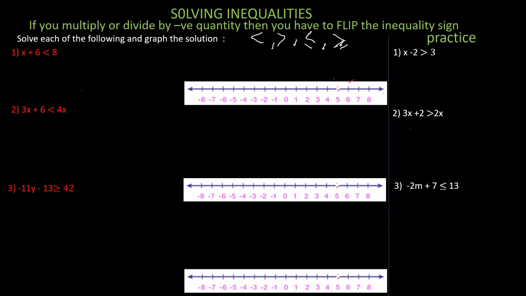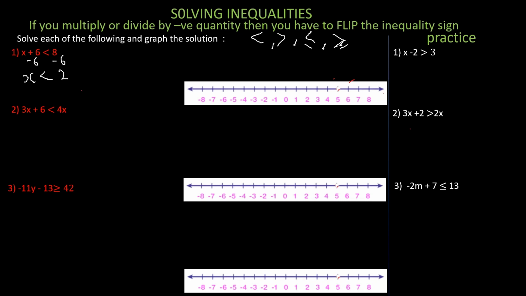Let's see the examples. In example number one, we have x plus 6 less than 8. So you treat it as an equation, and you have to remove the 6 by adding negative 6 here and negative 6 here. So x will be less than 8 minus 6, which equals 2.